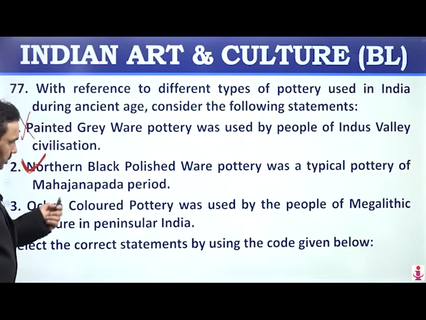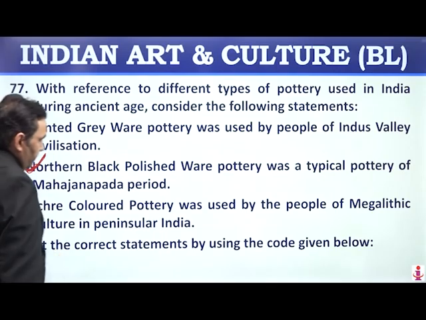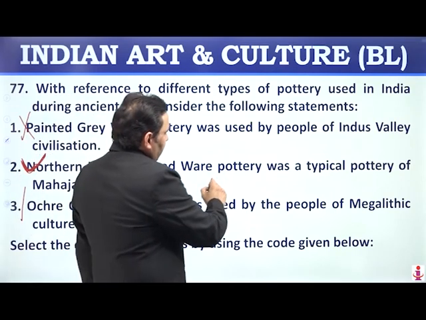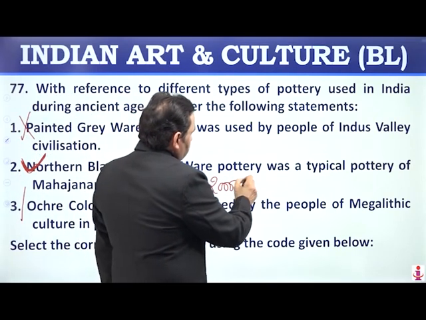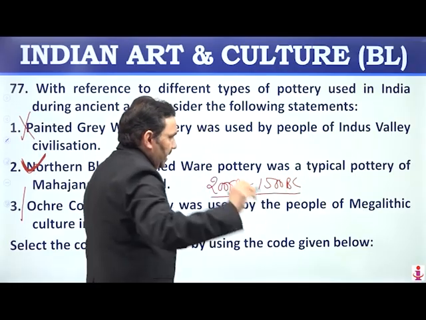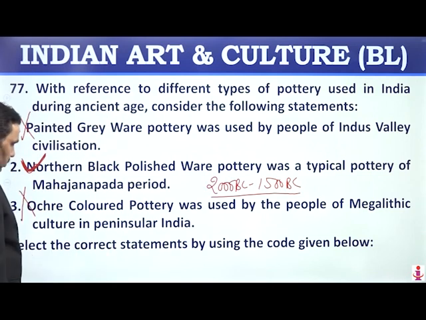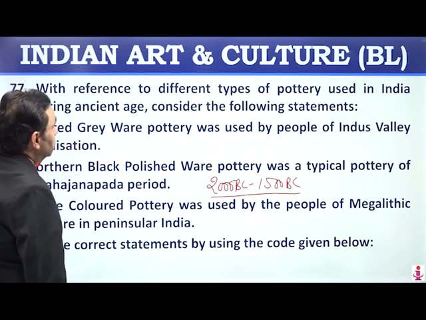Ochre colored pottery was used by the people of the Gangetic Valley between 2000 BC to 1500 BC. This was not the pottery of megalithic culture. Megalithic people used black and red ware. This is a wrong statement. 1 and 2 are correct. Third is wrong.